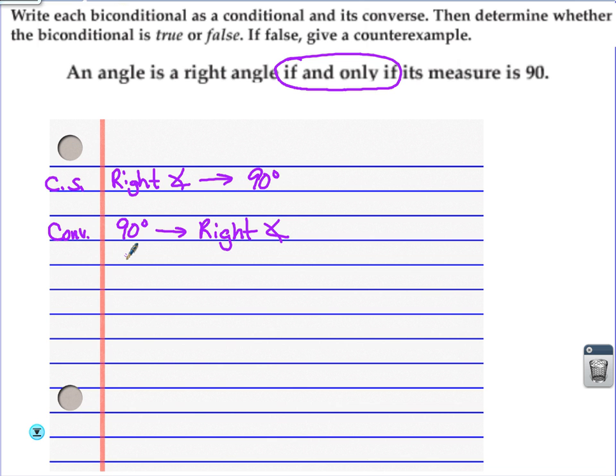Now, is this a true biconditional? Yes, that's the only way it can be a right angle, forwards and backwards. This is a true biconditional. Now, could I have a false biconditional? Could I be falsely tricked into thinking something's a biconditional? Maybe so. Let's see.